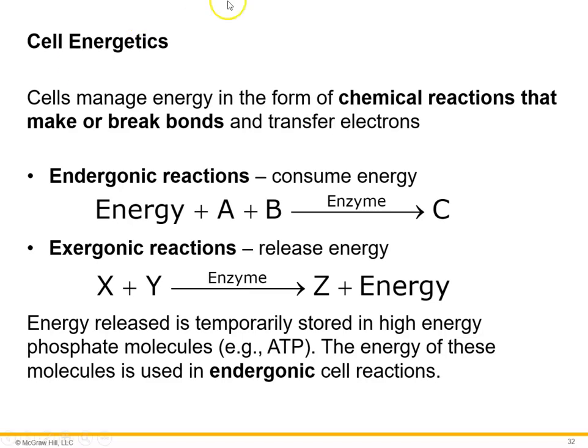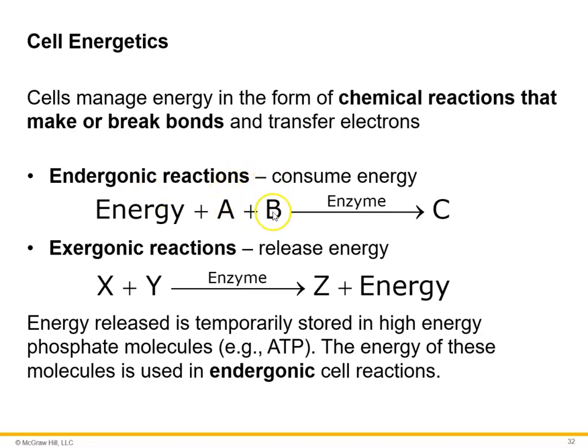All right, first of all, I want you to know that chemical reactions are reactions that make or break bonds. That's going to be a test question. Now, when these bonds are made or when these bonds are broken, electrons are going to be transferred. You have two basic kinds of energy reactions. You have endergonic reactions, which consume energy overall.